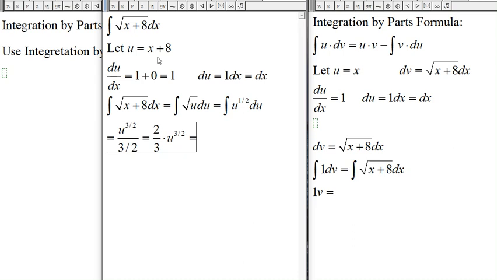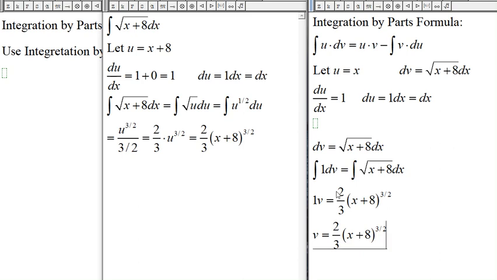But u is x plus 8, and so we get 2/3 times x plus 8 to the 3/2. So this integral is equal to 2/3 times x plus 8 to the 3/2. So now we get v equal to 2/3 times x plus 8 to the 3/2.